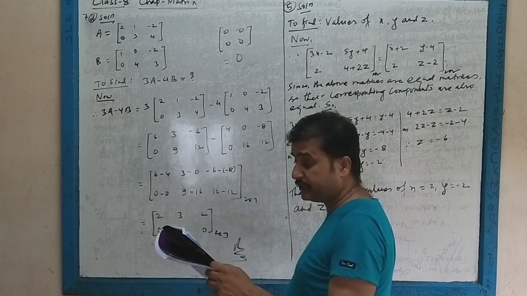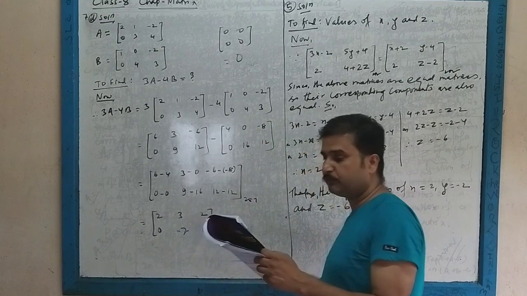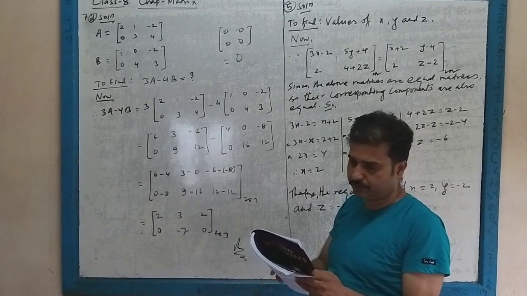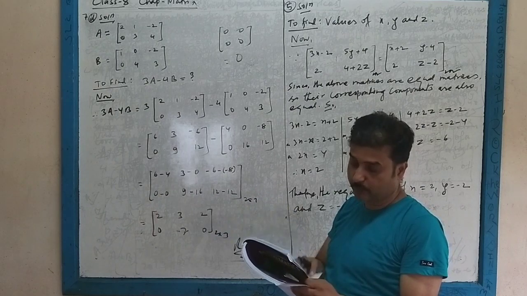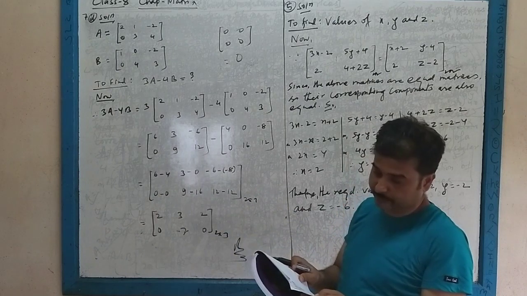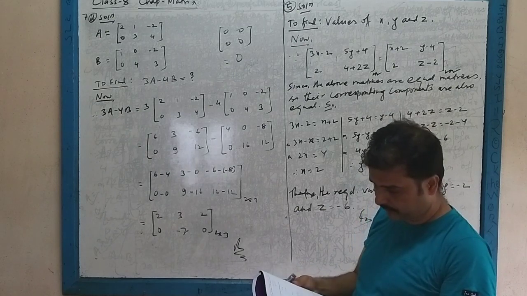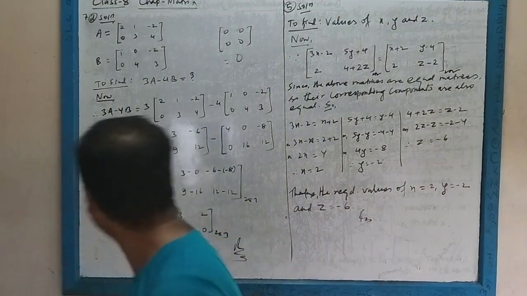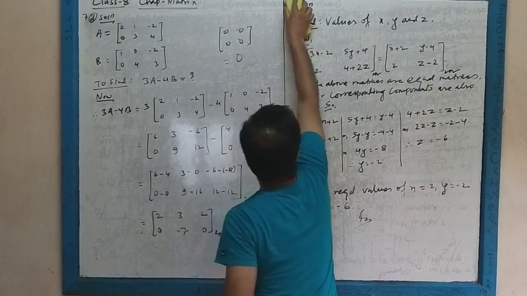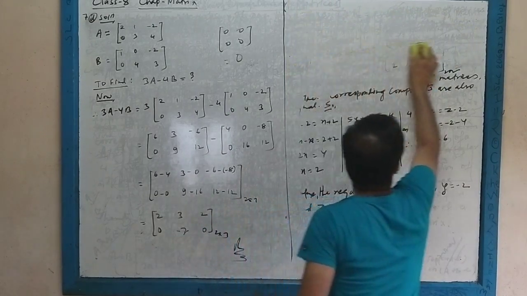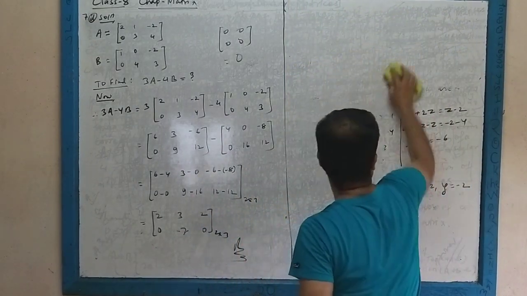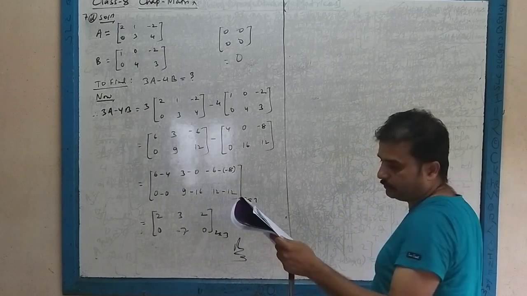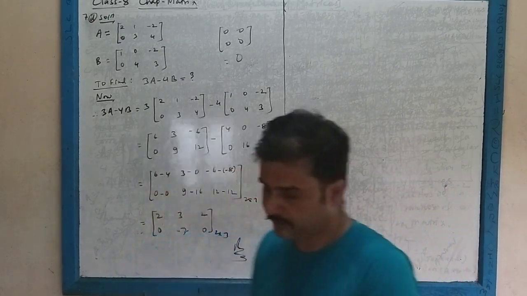Come to question number 9. Question number 9 asks you to check whether a matrix is singular or not. Find singular and non-singular matrices. If the determinant is 0, it is singular. If the determinant is not 0, it is non-singular. One question we have already solved. Question number 10 also you can solve. Question number 11 also I have solved. 11A and B also I have solved, and 11C, K times this, you can do yourself.